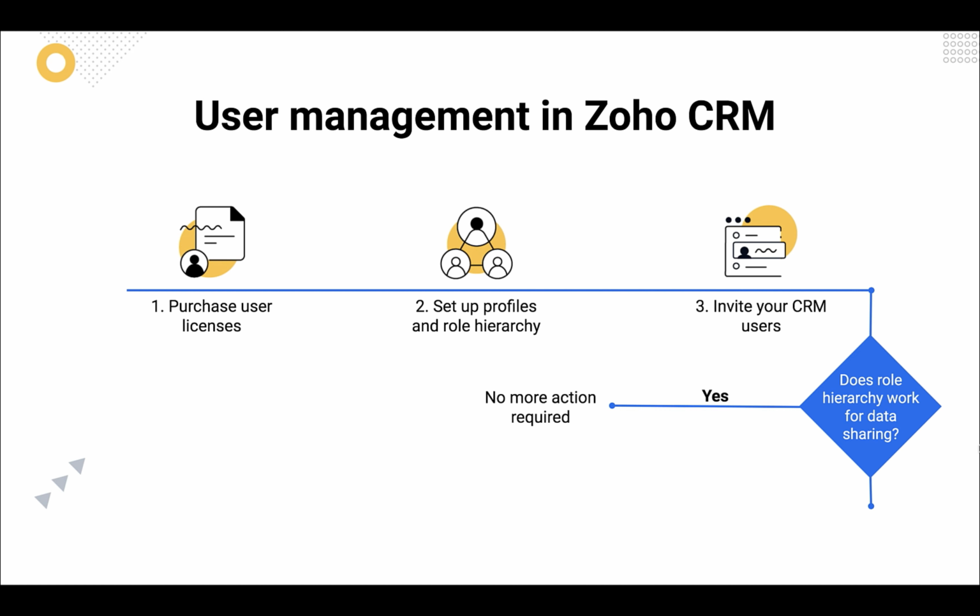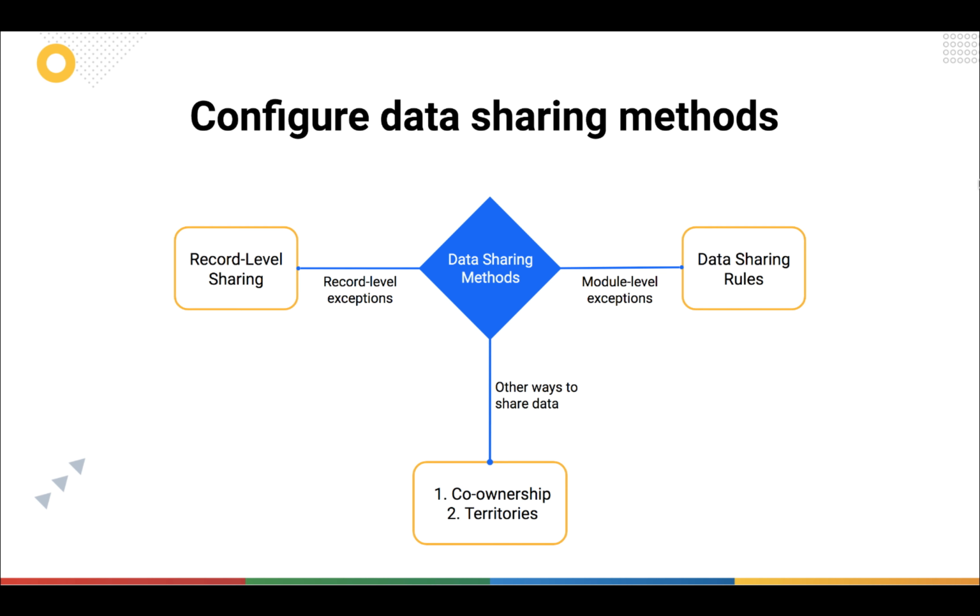But if that's not the case, if there are exceptions, for instance, on a rare occasion, you need the sales trainee to be able to access a few leads of the vice presidents. In such a case, this is an exception. So in this case, you can start configuring further data sharing methods. So what are these further data sharing methods?